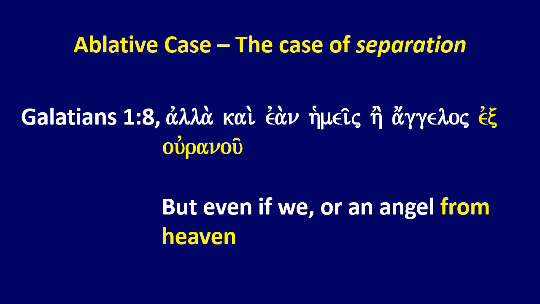So even though here in verse 8 there's a separate preposition for from, ek, and by the way, we'll learn that later in another lesson, the idea of from can still be seen even if the preposition were not found in the sentence, just simply based on the fact that the word for heaven occurs in the ablative case form.